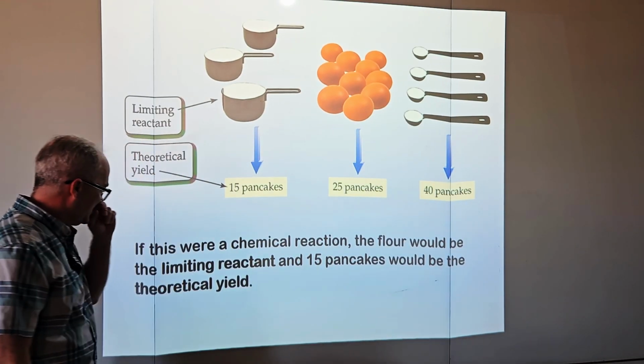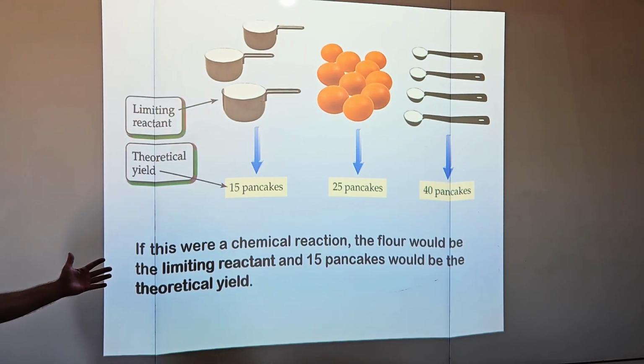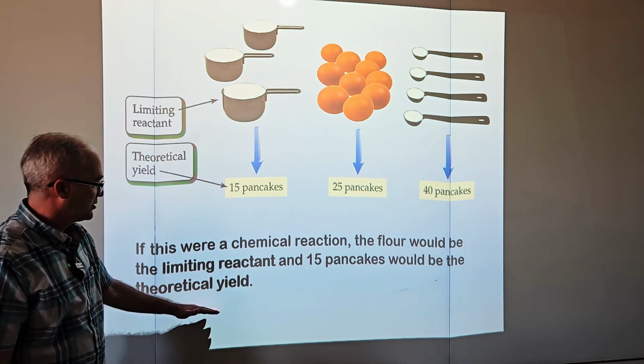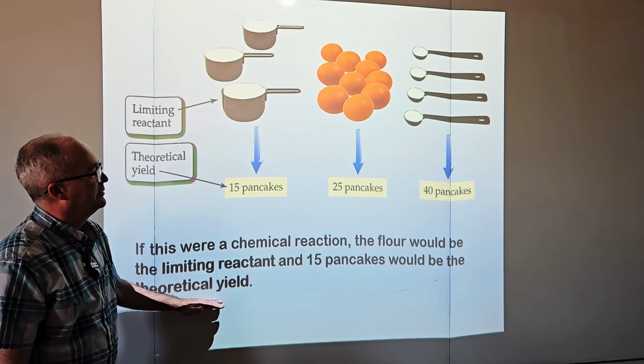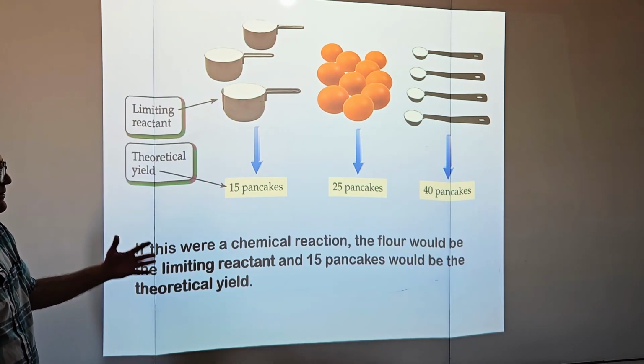You got that perfectly. If this were a chemical reaction, the flour would be the limiting reactant. 15 pancakes would be the theoretical yield. I can't make 40 pancakes. I'd run out of it.